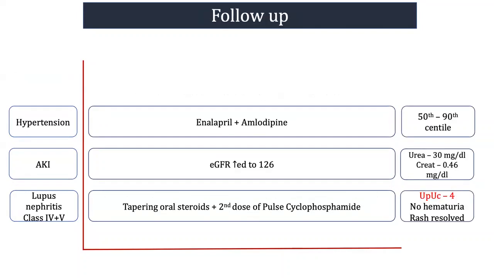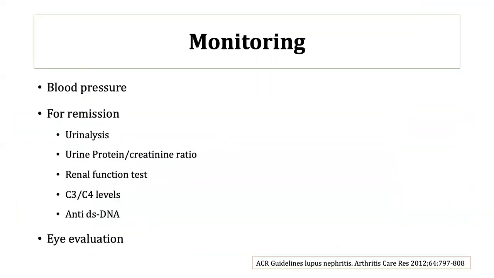On follow-up at 4 weeks, she came for her second pulse of cyclophosphamide. At this time, the hematuria had resolved and the rash had resolved. However, the child still had nephrotic range proteinuria, the AKI had improved, and the hypertension was controlled with enalapril and amlodipine. SLE is a chronic disease with possibility of frequent renal flares. Hence, the child needs to be followed up regularly and monitored.